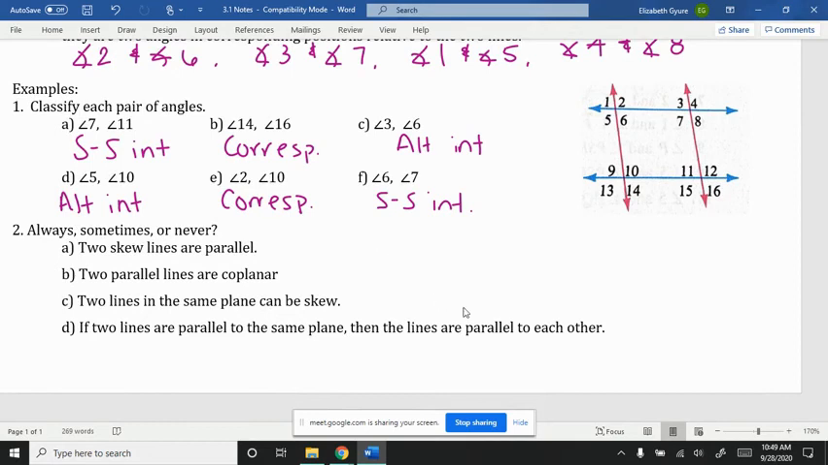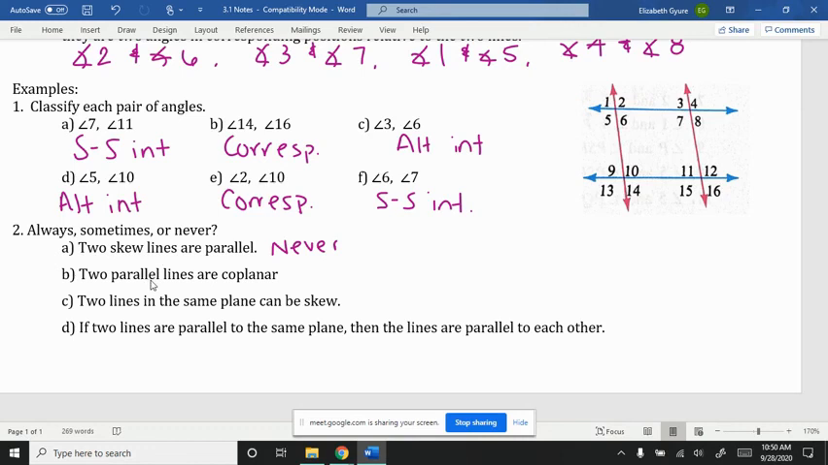And if you guys ever feel like you're struggling, let me know. I have a few little tricks for them, but I feel like we should probably be okay. And then we just have a quick always, sometimes, never. 2 skew lines are parallel, always, sometimes, or never. Melissa? That is never. That is in the definition of skew. They cannot be parallel. Good.